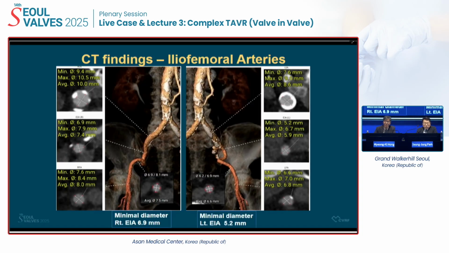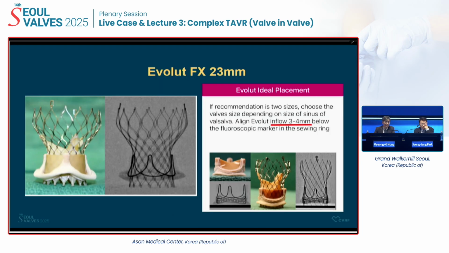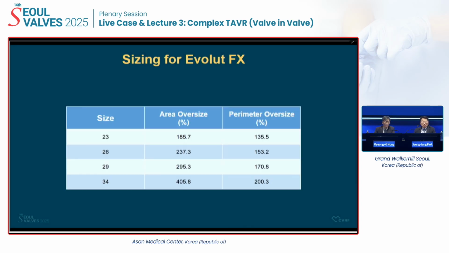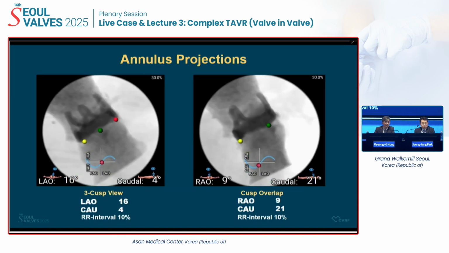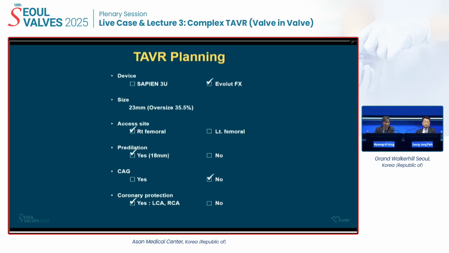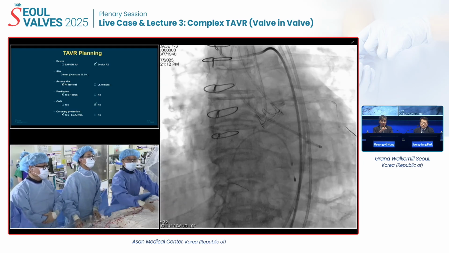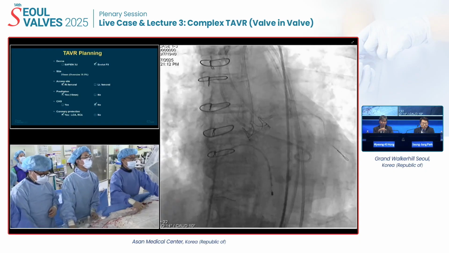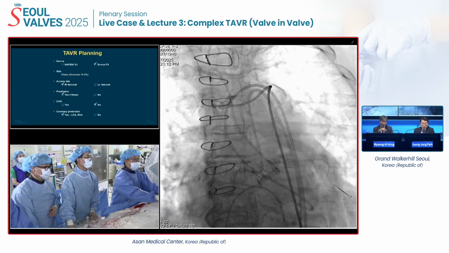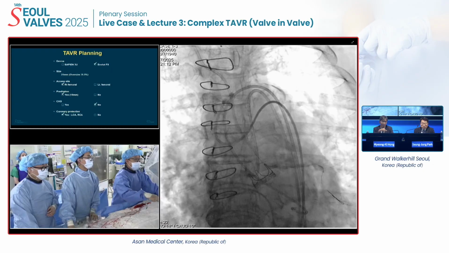And both sides of the iliofemoral arteries are feasible for the transfemoral TAVR. And the recommendation of the level of the valve was just below, 3 or 4 millimeters, of the previous surgical valve. And this is the sizing chart for Evolut. And this is annulus projections. And this is our plan. Okay, and this is upper part as shown like this, and very complex.